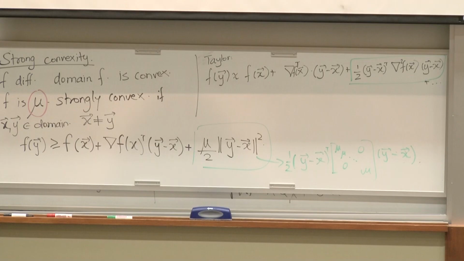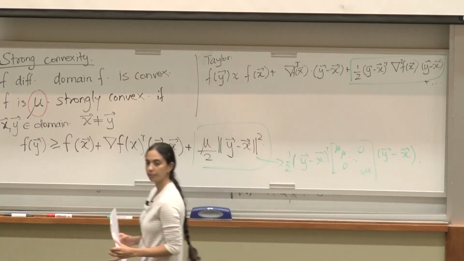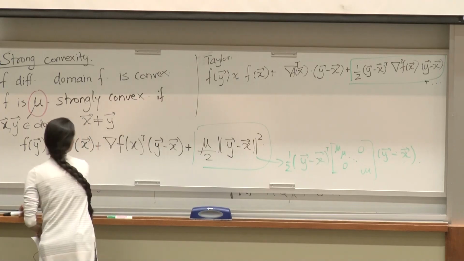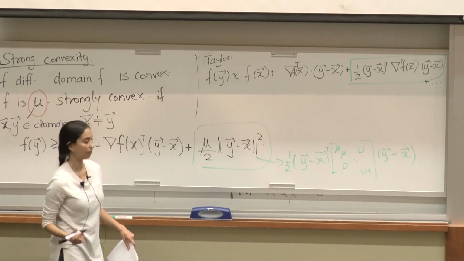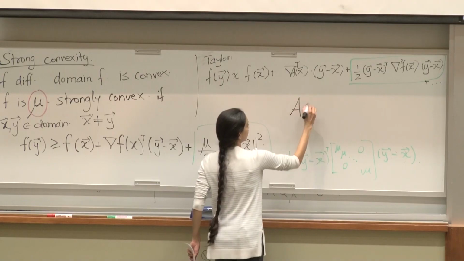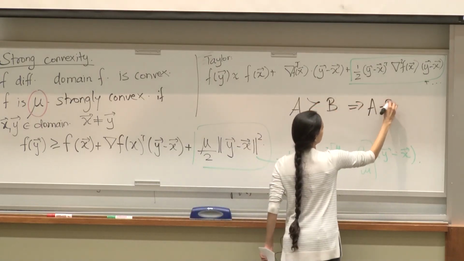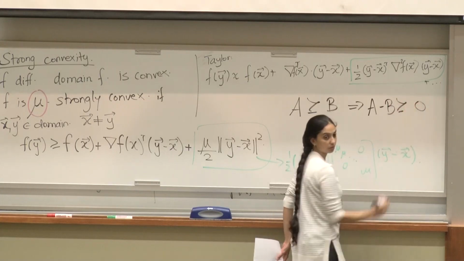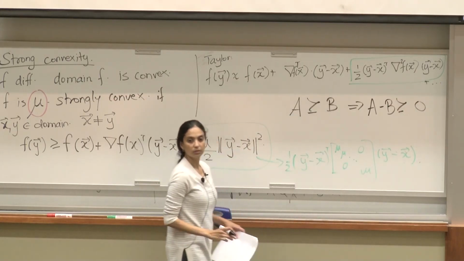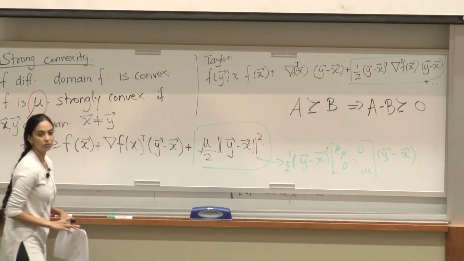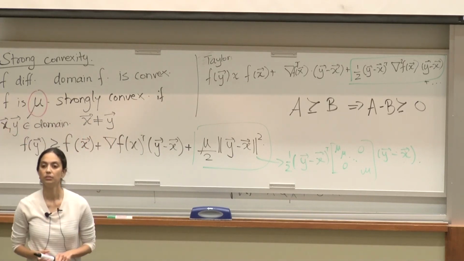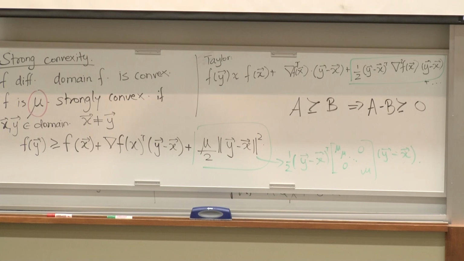Yes? What does it mean for a matrix to be greater than? For a matrix to be greater than or equal to another matrix, it just means that their difference is positive semi-definite or positive definite. So if I have A greater than or equal to B, this means A minus B is greater or equal to 0. Good question. Yes, question? Does mu have to be positive? Yes, mu has to be positive. Thank you.